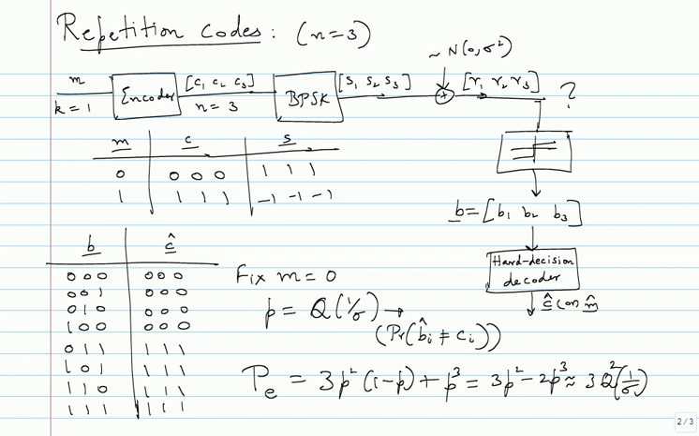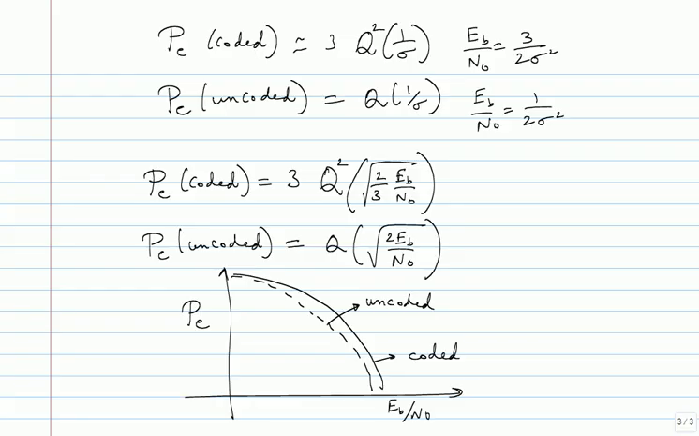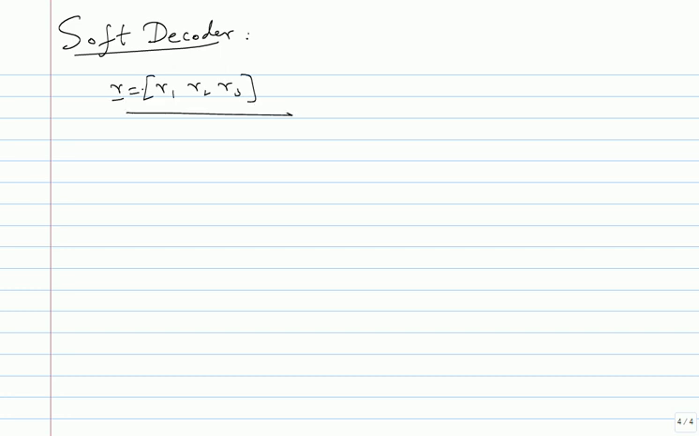The next thing we'll see is a soft decoder for repetition codes. So what should you do for a soft decoder? You have R1, R2, R3. A soft decoder is going to directly work on this R and produce a C hat or M hat. That's what it does.